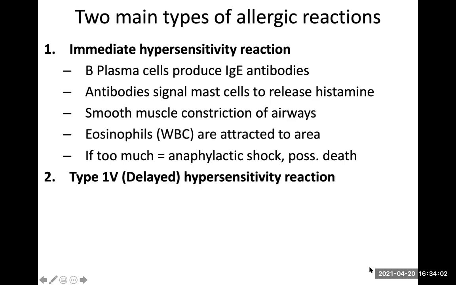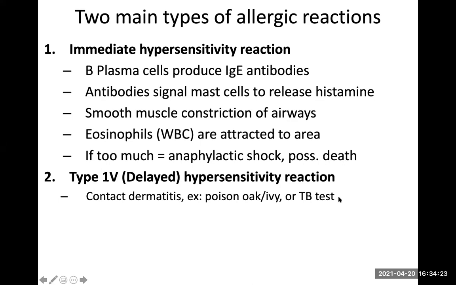Okay, type 4, that is weird. I wrote this weird. This should be a Roman numeral. This should say 4. So Roman numeral 4, delayed hypersensitivity reaction. This is your poison oak, poison ivy, or our TB test.